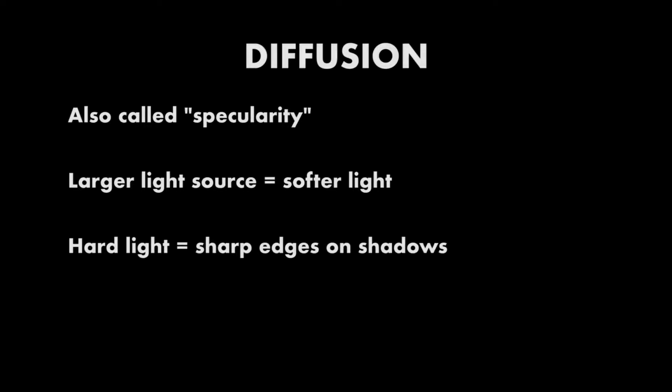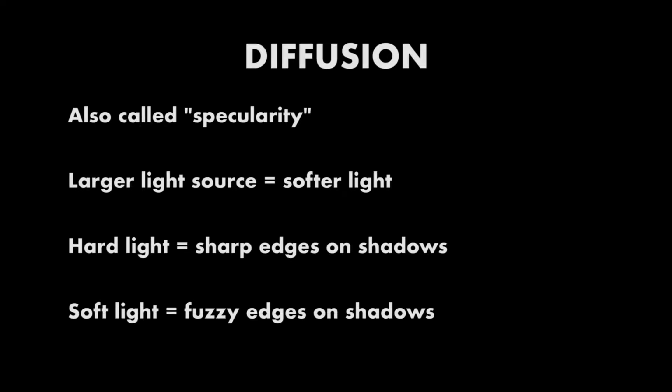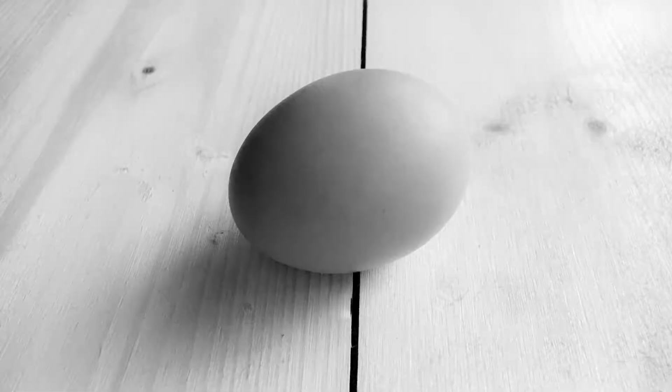Diffusion, or specularity, is how hard or soft a light source is. It's actually defined by how large the light is. Small, hard light sources like light bulbs and the sun on a clear day cast shadows with sharp edges. Softer light sources, like lamps with lampshades or the sky on a cloudy day, cast shadows with fuzzy edges. Generally speaking, softer light sources are more flattering, and harder light sources are more dramatic.